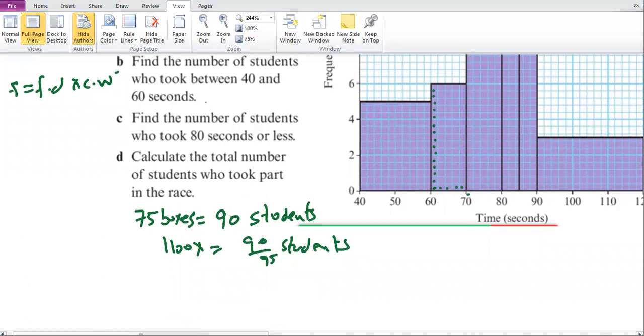Okay. So we have to find the number of students who took between 40 and 60 seconds. We already know that one box is 90 over 75. Now count the number of boxes for this part. How many boxes are in this part? 1, 2, 3, 4, 5, 6, 7, 8, 9, 10, 11, 12, and this is 12 and a half. I mean 12.5 boxes are on that side.